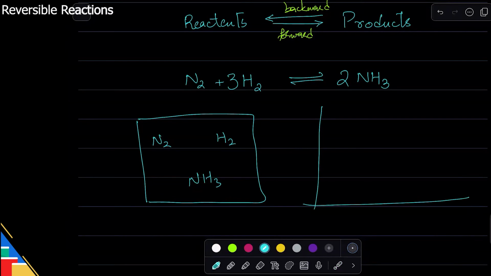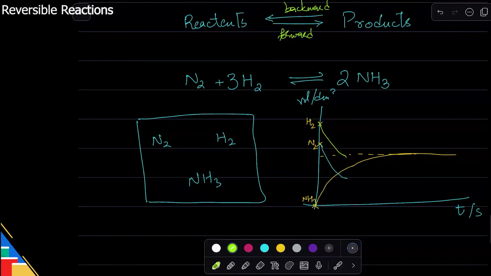So if I were to graph it, then this is time and this is volume of whatever thing in dm cube, for example. Let's say this is where ammonia is, this is where nitrogen is, this is where hydrogen is. Initially there's no ammonia, but after a while it starts to get made. And as ammonia gets made, nitrogen gets used up and hydrogen gets used up. But after a while, you will see that ammonia stops increasing. It becomes constant, a fixed value. And same for hydrogen, it starts to decrease but reaches a fixed value. And same for nitrogen. And you will notice that they all reach a fixed value roughly at the same time.